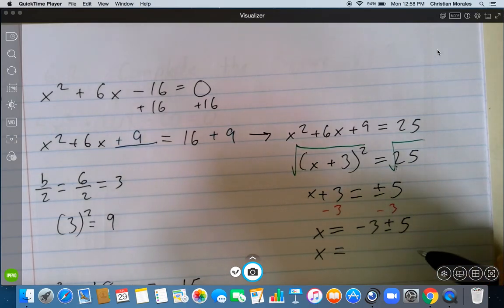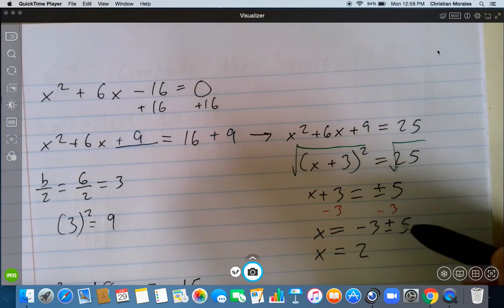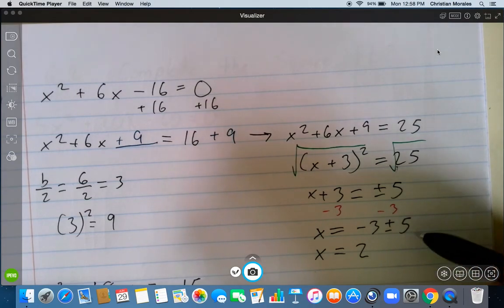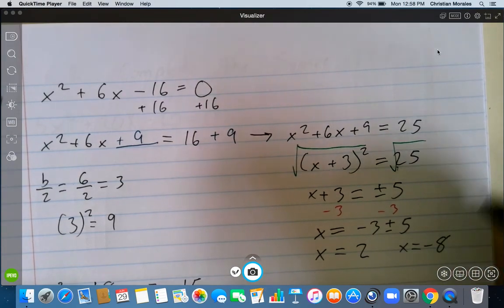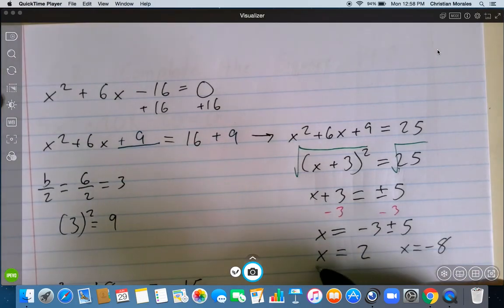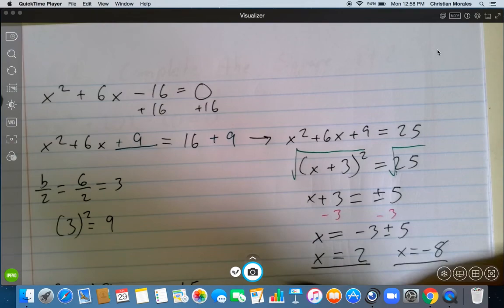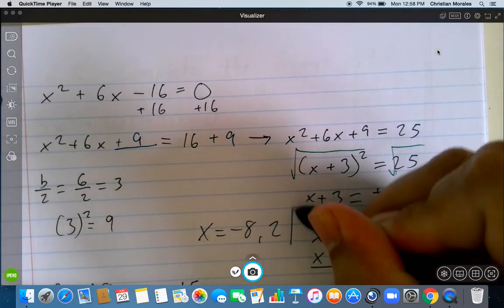So the first answer, what happens if it's negative 3 plus 5? Negative 3 plus 5 is positive 2. Okay, what if you're subtracting 5? What would be negative 3 minus 5? Well, that would be negative 8. So you have two answers for x. You have positive 2 and you have negative 8. Or another way you can write your answer, x equals negative 8 and 2.